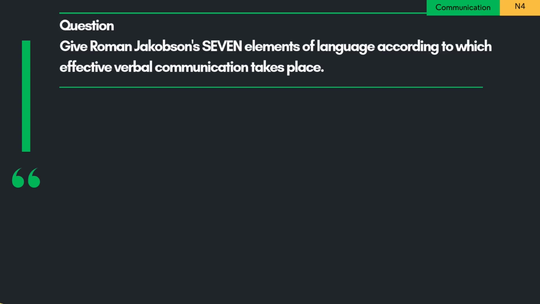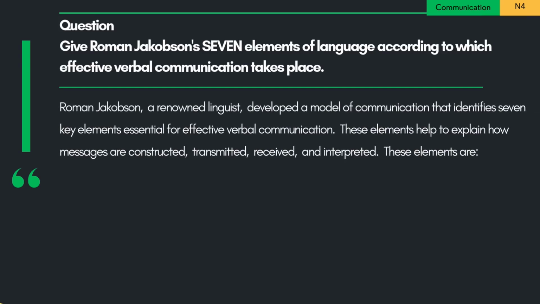Question. Give Roman Jakobson's 7 elements of language according to which effective verbal communication takes place. Roman Jakobson, a renowned linguist, developed a model of communication that identifies 7 key elements essential for effective verbal communication. These elements help to explain how messages are constructed, transmitted, received, and interpreted.